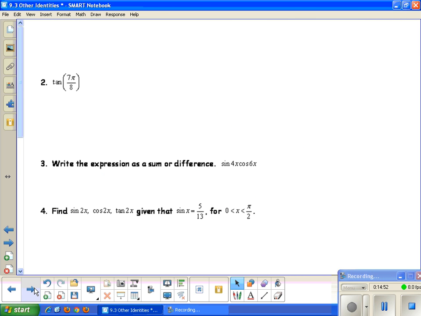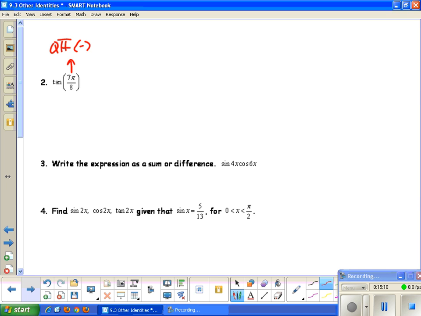If I want to do the tangent of 7 pi over 8, I have to figure out what quadrant 7 pi over 8 is in. Well, if you put this into degrees, you'll notice that this is in quadrant 2. So if this is in quadrant 2, then I know that my tangent in quadrant 2, if you think about All Students Take Calculus, is going to be negative. So quadrant 2, the tangent is negative.